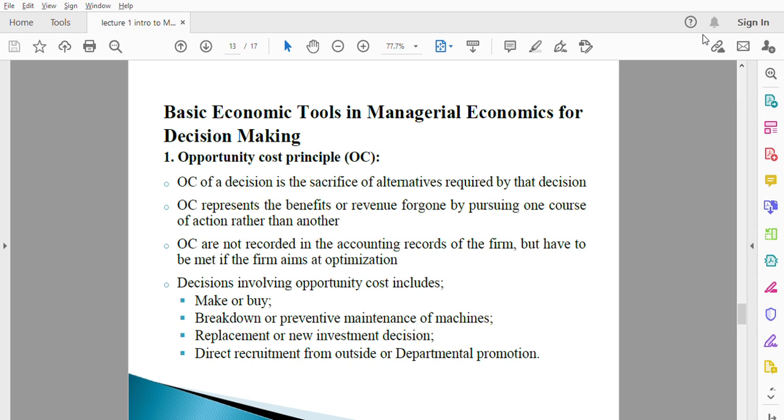So opportunity cost means you have sacrificed one alternative for another. So in many decisions, that is what happens. An alternative is sacrificed for the other. Opportunity cost represents the benefits or revenue foregone by pursuing one course of action rather than the other.